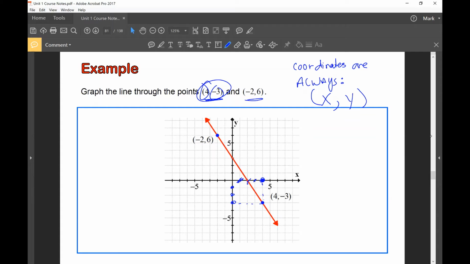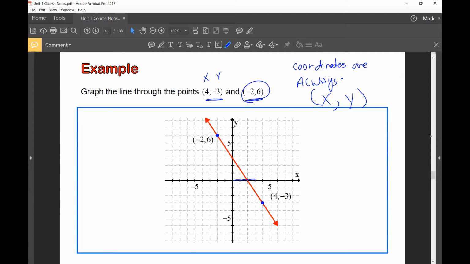So again, let me just show you one more time, because if you can't do this, there's a big problem. X, Y. So I'm going to go over to the 4th on the X, I'm going to go down to -3, and there's my point. So I go to the 4th on the X, to the -3 on the Y, and I put my point.